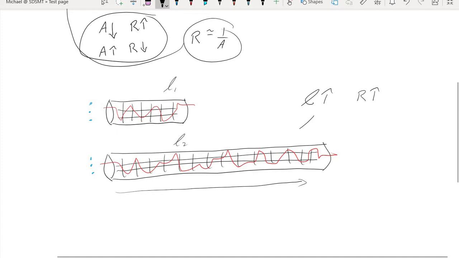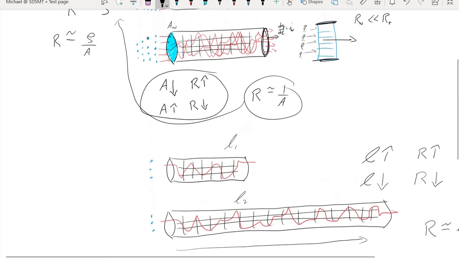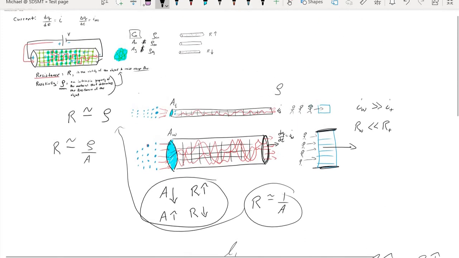And if the wire is shorter, then you have less of a chance of running into someone, and so the resistance goes down. And so this is a one-to-one proportionality for the resistance. And we're going to plug that in.